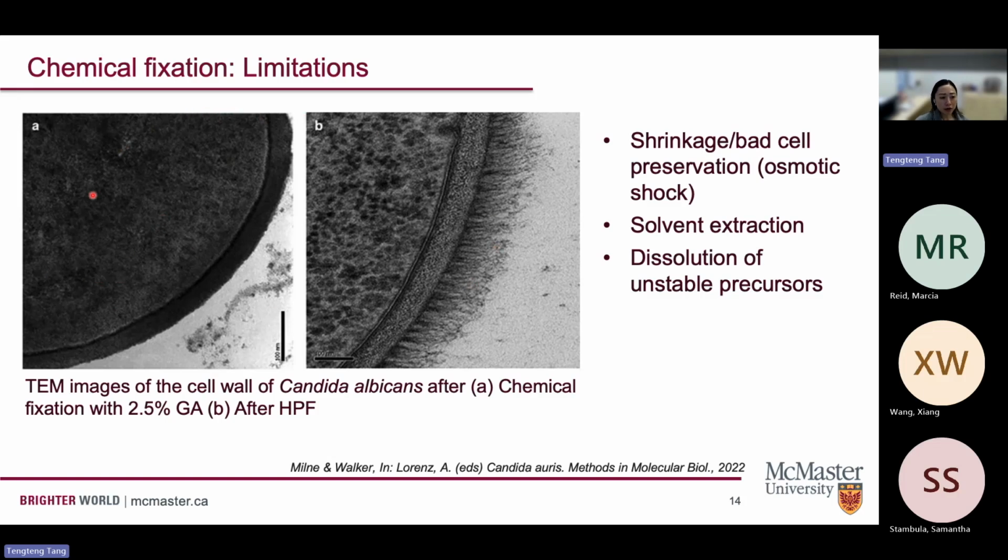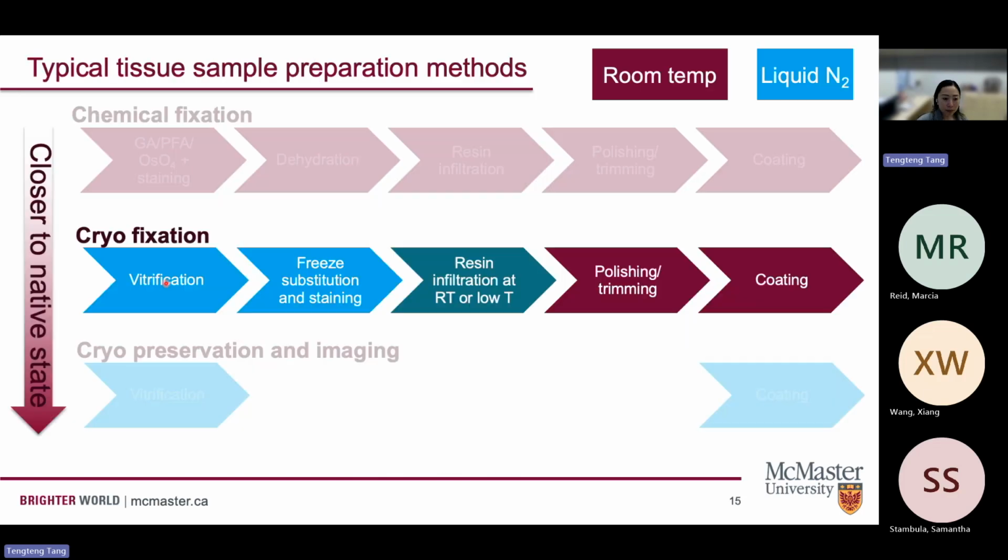So here is a very classic comparison between a chemically fixed yeast cell and, on the right hand, a cryo-preserved yeast cell. I hope you can appreciate how different the cellular architecture is. Here is the cell membrane preserved under the cryo condition, and you can observe all the details, compared to this one, which is chemically fixed. So that's why in the next part of my talk, I want to talk about cryopreservation and cryofixation.